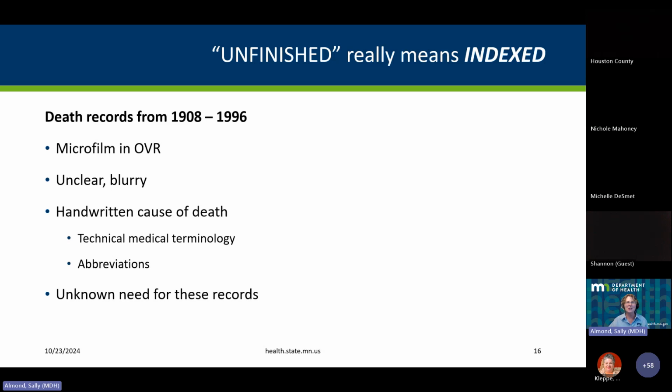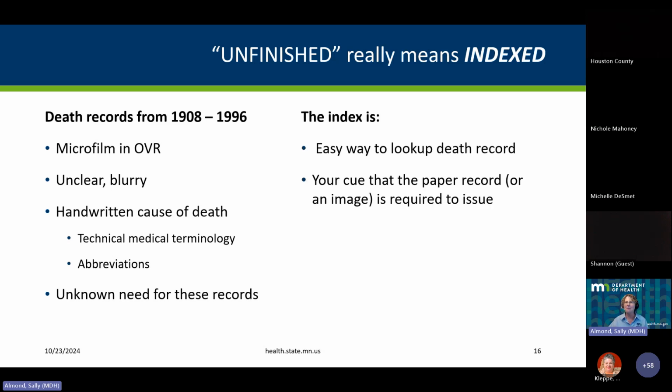So what we did is we created an index of all these records so that you and we can know what records are available. So when you see unfinished, take that as your cue that this is a historical record and will be issued differently. This is the proverbial exception to the rule. We're doing these a little differently.